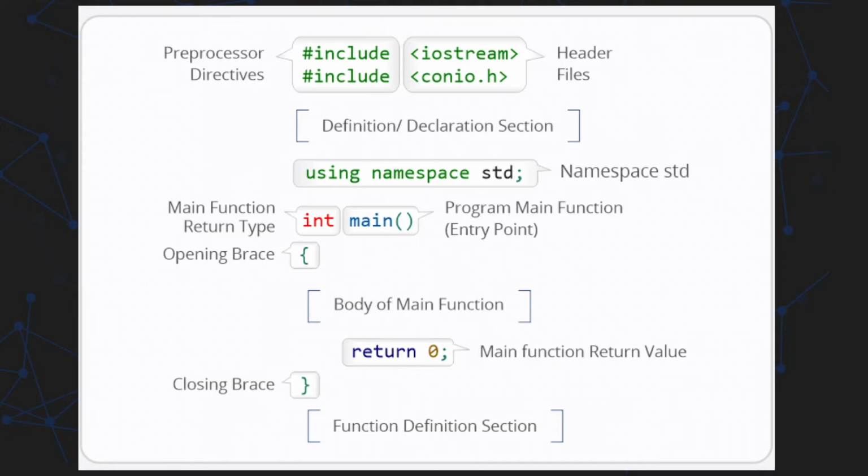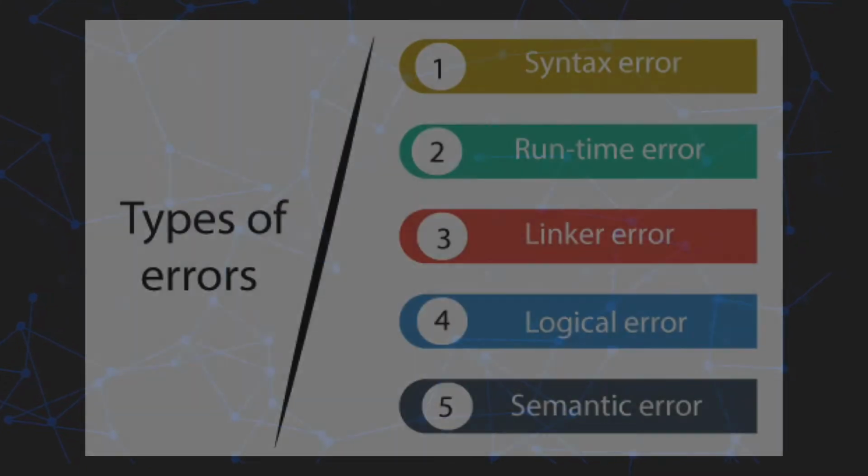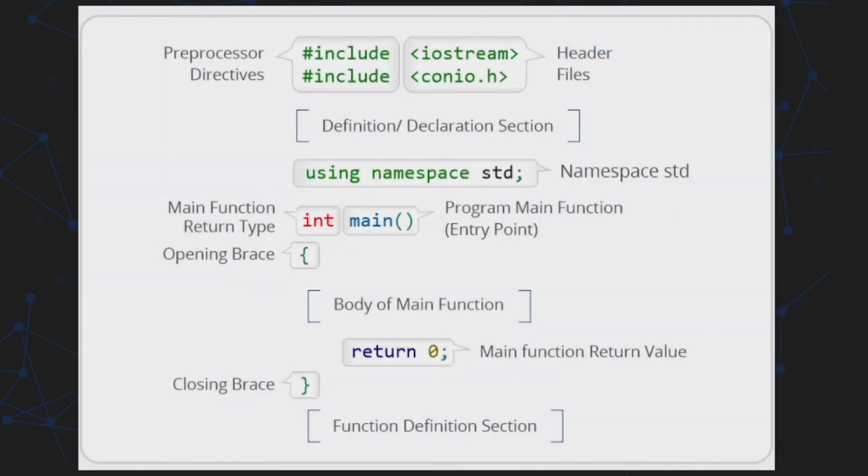The functions are user-defined functions where we can write our own methods for what has to happen. Now let's understand the different types of errors that occur in a C++ program. There are basically 5 kinds, of which one of the important ones is the syntax error. Syntax means if you violate any rule of the whole structure, it will show a syntax error.